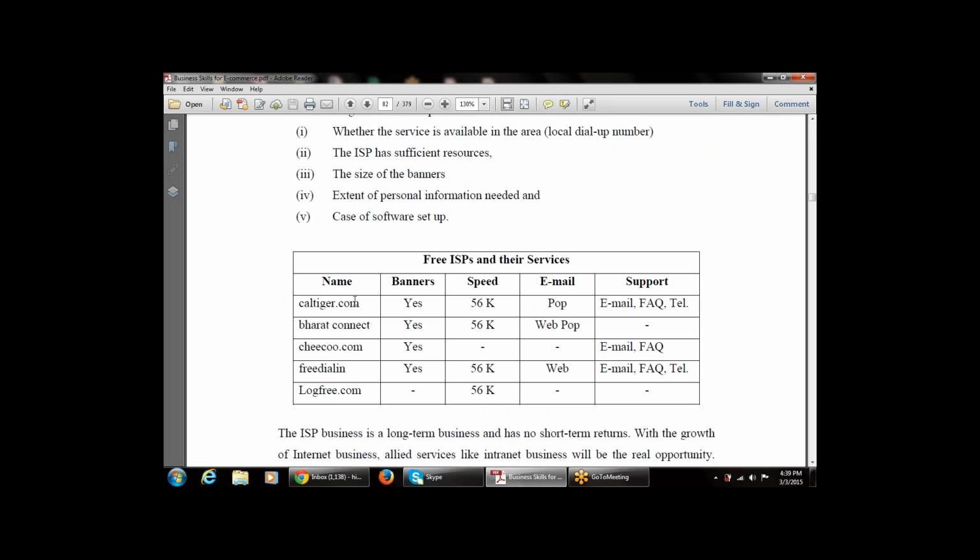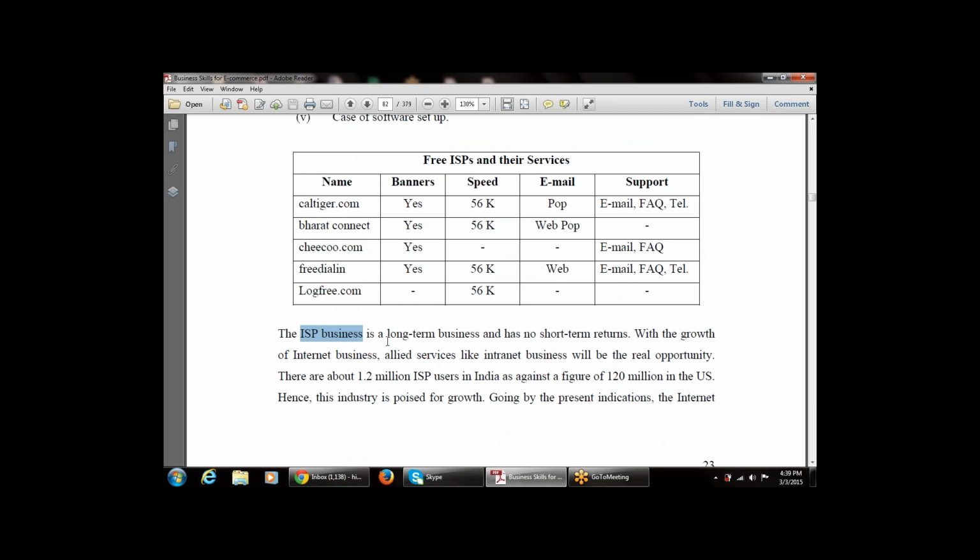The first name is calltiger.com. These are the various ISPs that are providing free services. The ISP business is a long-term business and has no short-term returns. With the growth of internet business, allied services like internet business will be the real opportunity. There are about 1.2 million ISP users in India as against a figure of 120 million in the US. That is, there are fewer ISP users providing internet services than in other countries like the US.